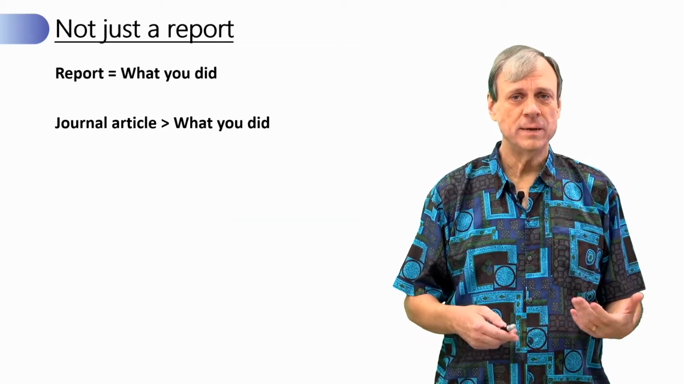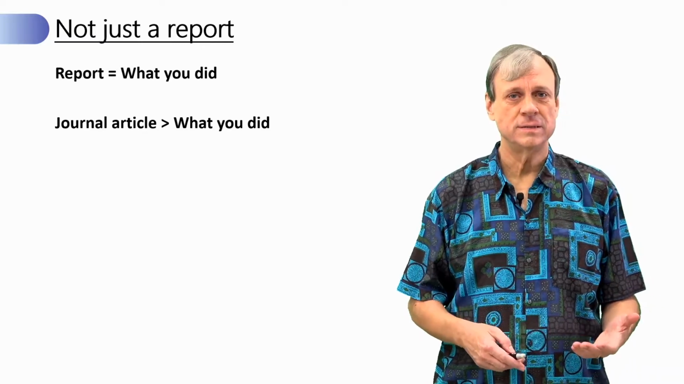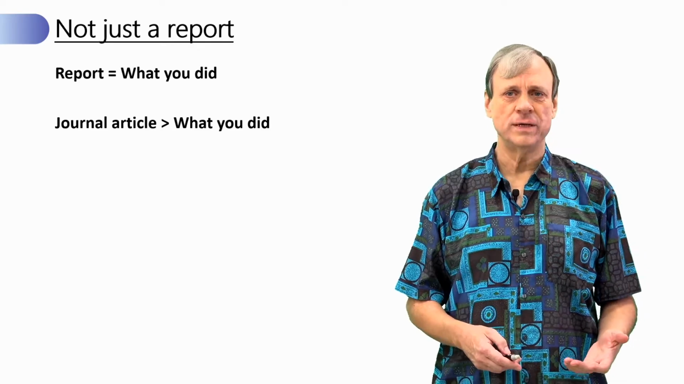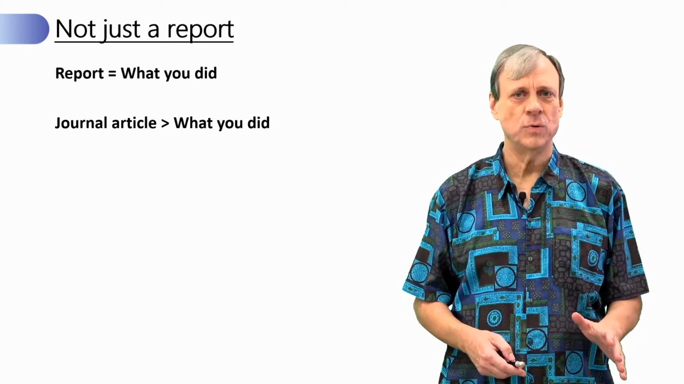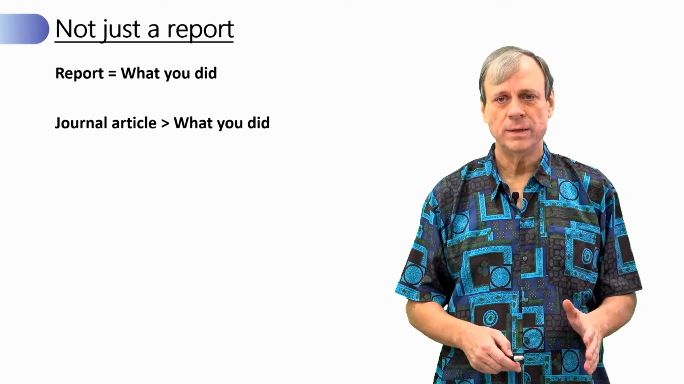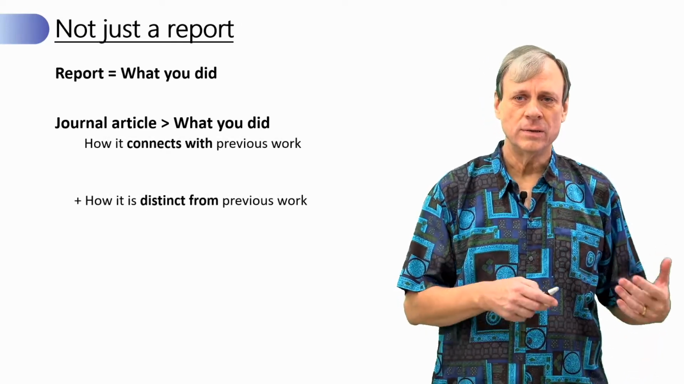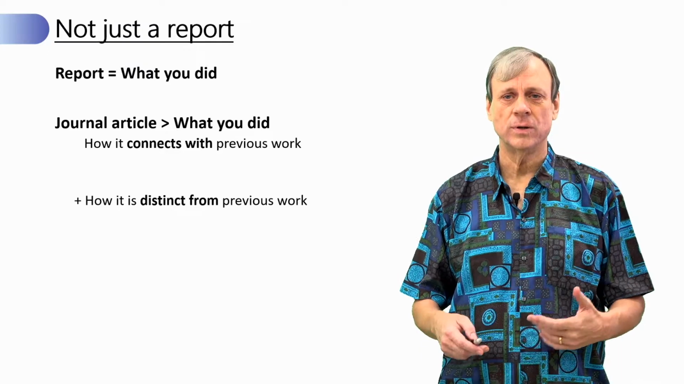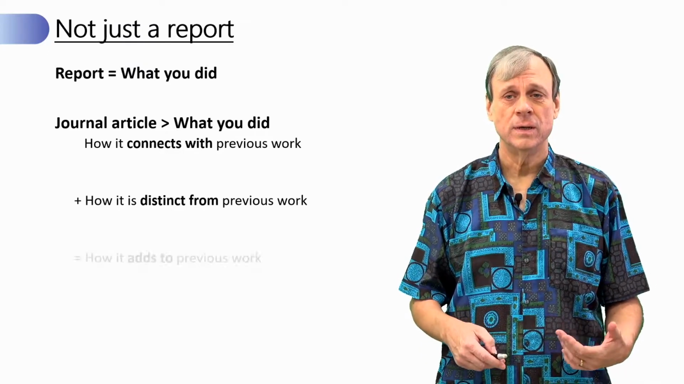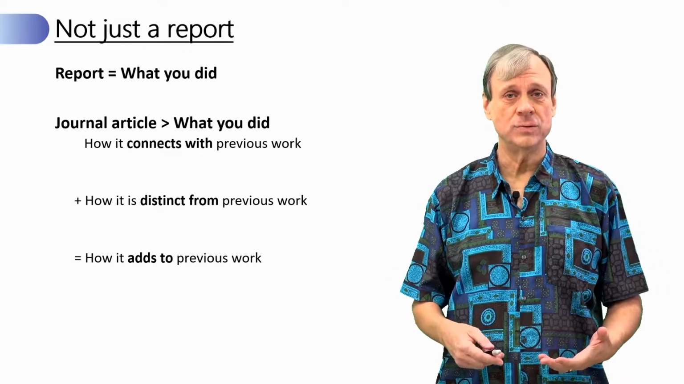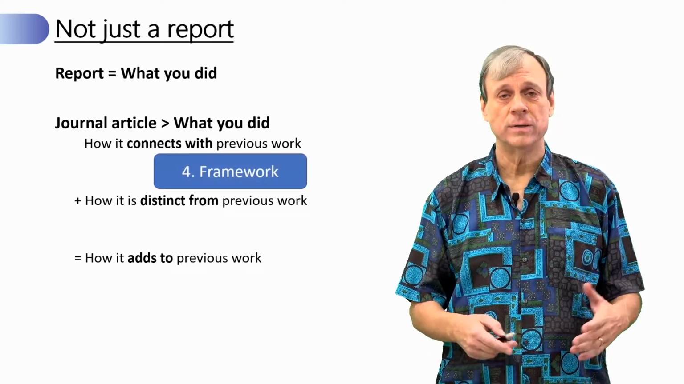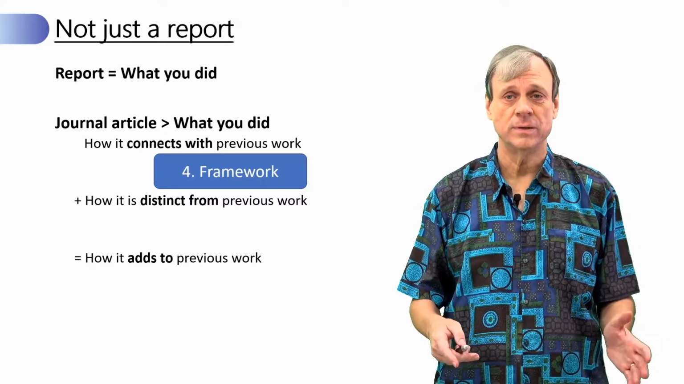And you might be tempted to think that because in this division the researcher reports what they did, that it's sort of like a report. But it's much more than that. Because in a report, you simply say what you did, but in a journal article, you have to connect with the previous work and also show how your work is distinct from that previous work, therefore how it adds to the previous research. The connection is made in the framework. That's what we'll be looking at in this first part of the lesson.